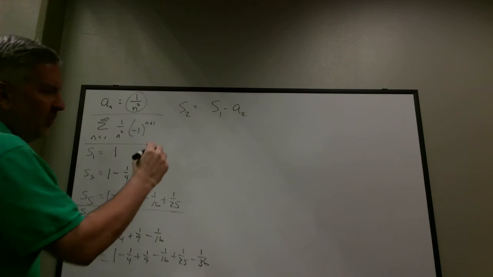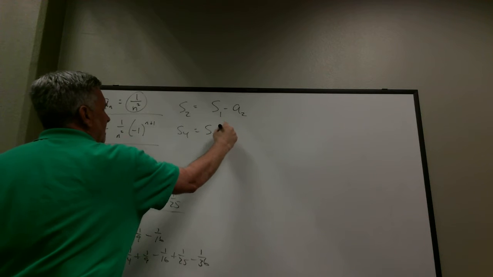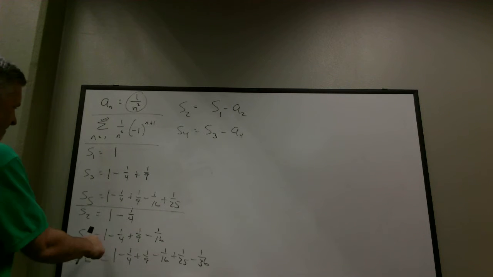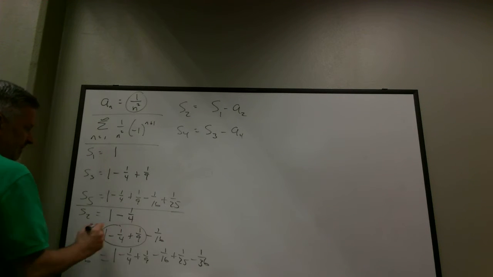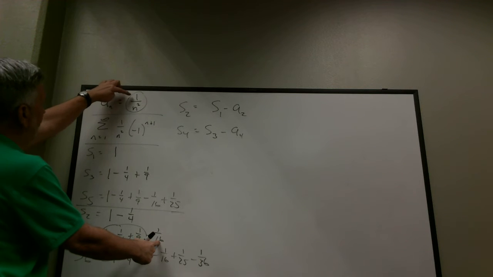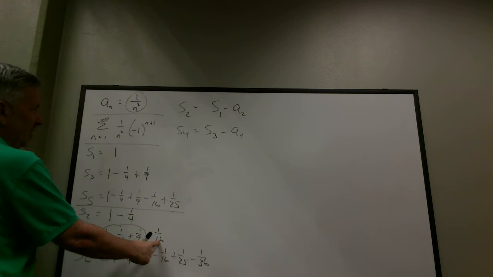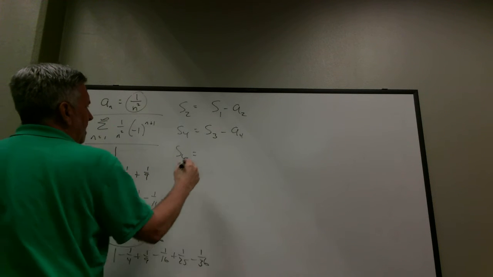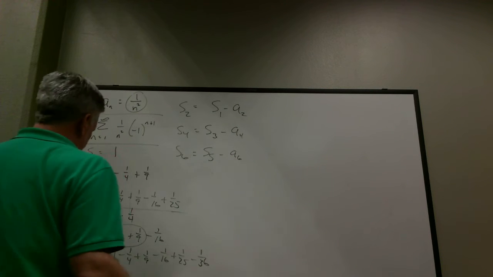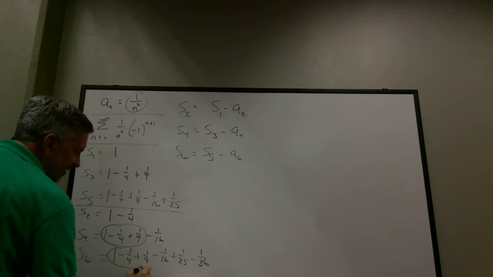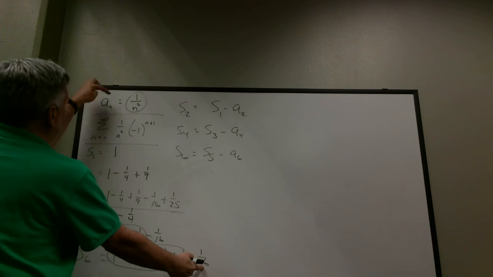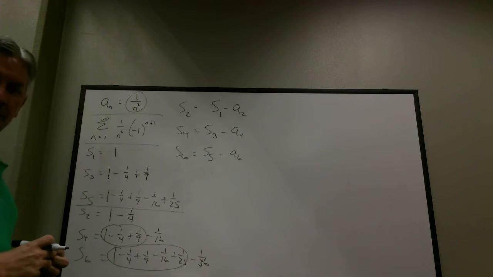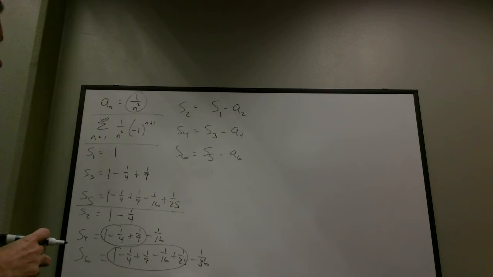Likewise, S4 is S3 minus a_4, isn't it? So here's S4. There's S3 minus the fourth term. a_4 is 1 over 4 squared, which is 1 over 16. And likewise, S6 is going to be S5 minus a_6, right? So here's S6, there's S5 minus a_6, 1 over 6 squared. Okay, so that's what I want you to notice from this specific example.